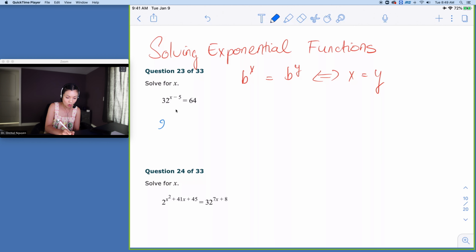So 32, hopefully you recognize that's 2 to the 5th power. I still have to multiply by x minus 5. 64 is 2 to the 6th power. So I can just drop the base and I have 5x minus 25 equals 6. And then from there, we just solve for x.